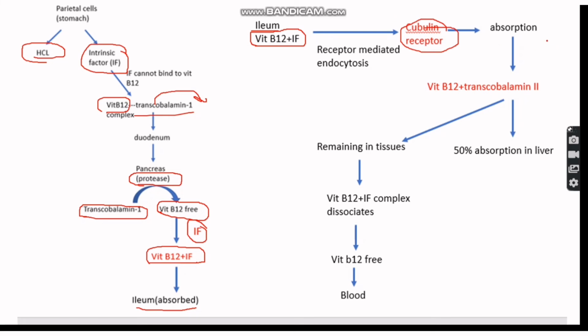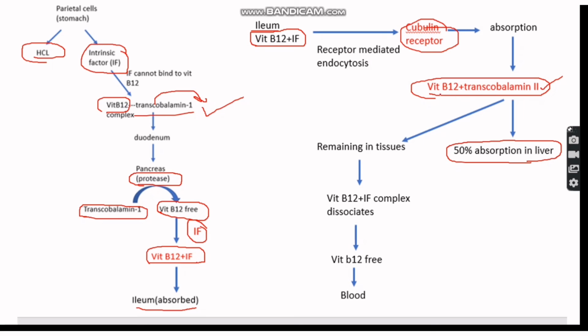Absorption will take place. Once vitamin B12 is absorbed in the ileum, it has to be transported to other parts of the body for further absorption. So this vitamin B12 is now bound to another carrier protein known as transcobalamin 2. Transcobalamin 1 was released by salivary glands in the mouth as well as by mucosal cells in the stomach, but transcobalamin 2 is present in the ileum. This transcobalamin 2 will bind to vitamin B12 so that it can be further absorbed in other parts of the body.